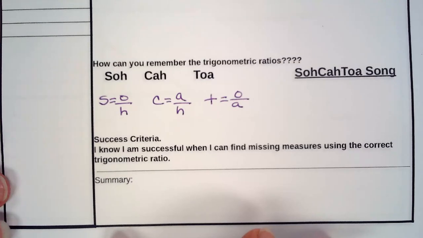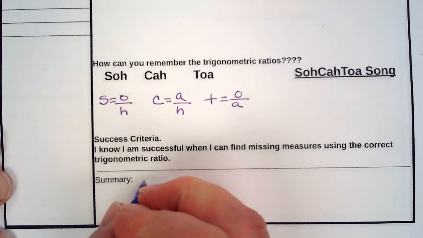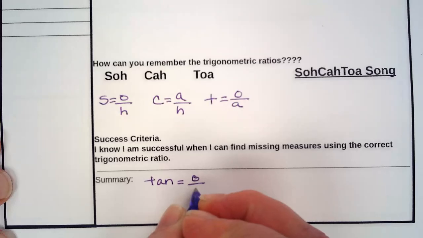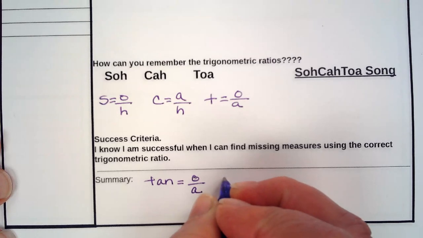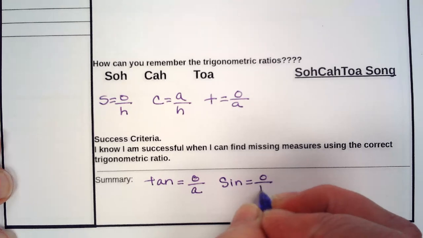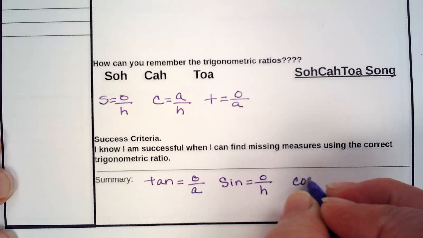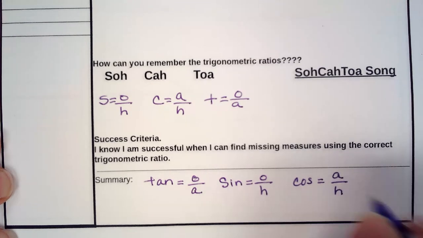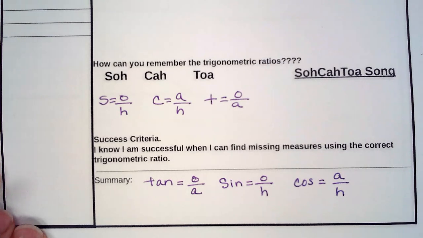So, how do you know you're successful? You know you're successful when you can find missing measures using the correct trigonometric ratio. So this is tangent, which is your opposite over your adjacent. Sine, which is your opposite over your hypotenuse. And cosine, which is your adjacent over your hypotenuse. So we will continue to practice using these trigonometric ratios.